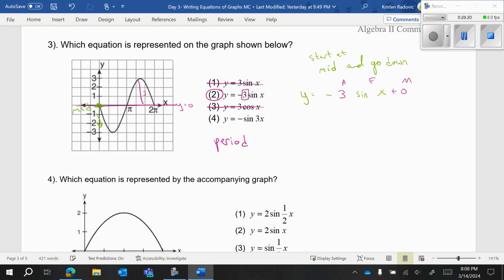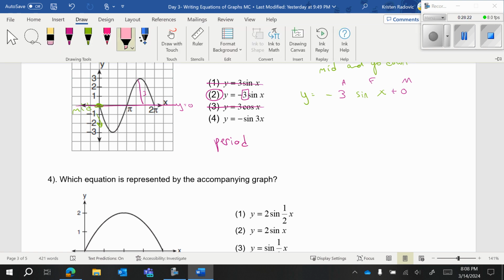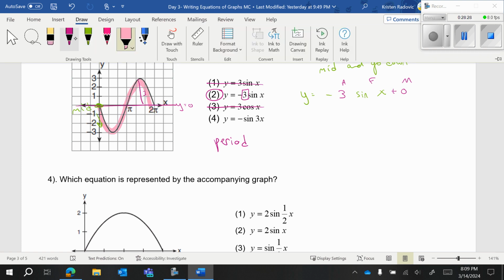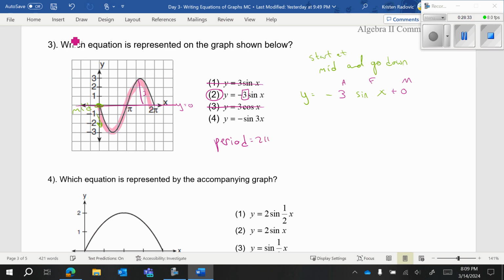So let's find your period. We have a valley and a hill. That is your period. So this period, in this case, is equal to 2 pi. Your frequency is 2 pi over the period. 2 pi over 2 pi is 1. So the frequency here is 1. You get y equals negative 3 sine of x, because 1 times x is x, and plus 0, who cares?